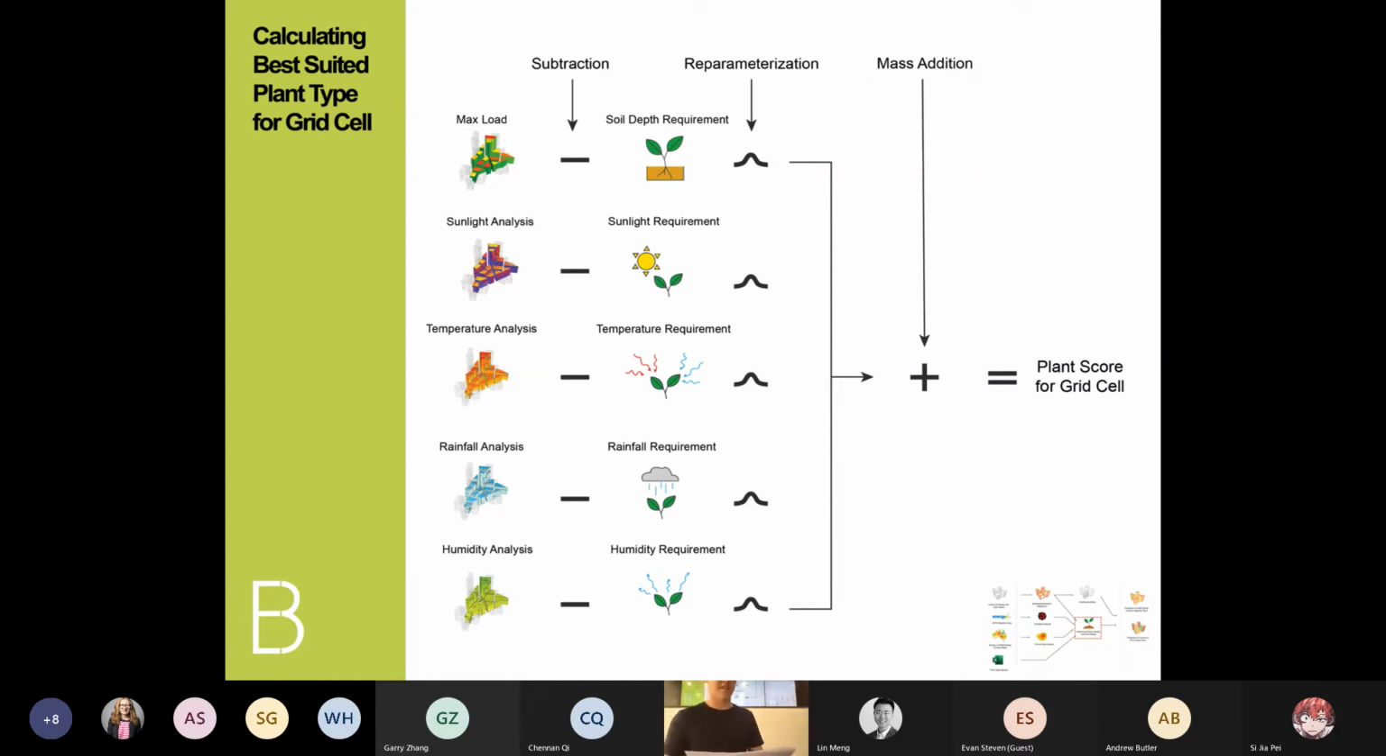The reparameterization part is really important here because it determines how much each condition is weighed into the final plant score. If a user knows they can water their own plants, they can weigh the rainfall value lower than the rest. Or if a user is building a new site, they can design the facades and rooftops in a way where they can take as much load as they want. In this case, they can weigh the soil value lower than the rest.